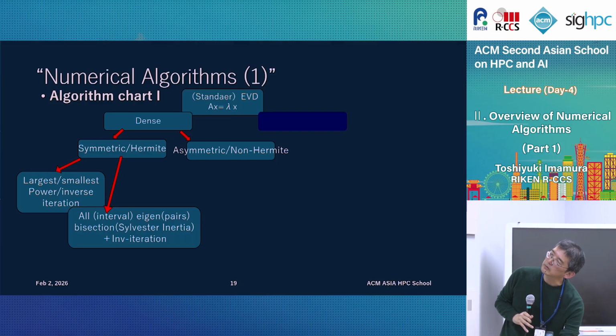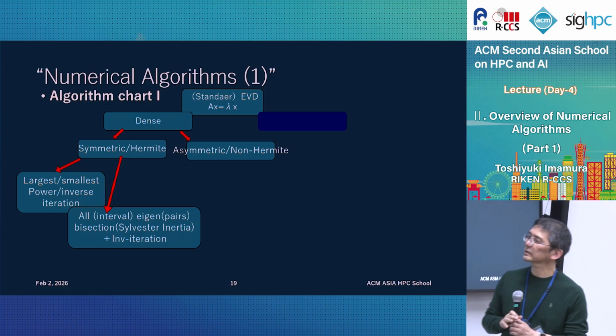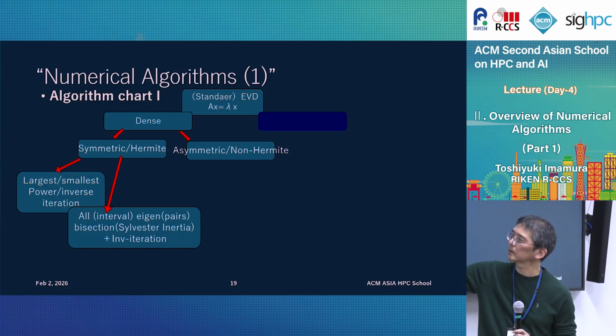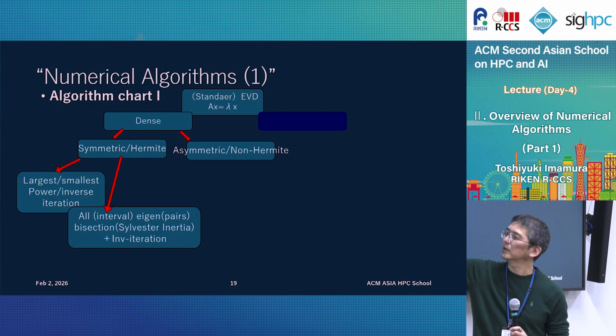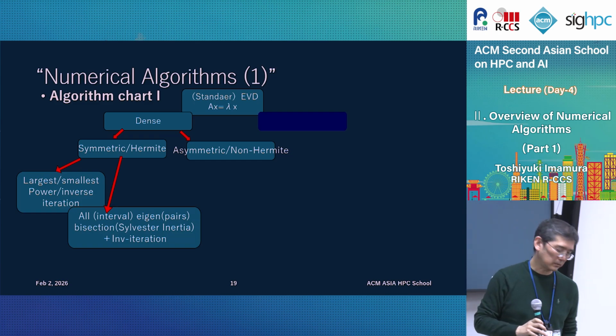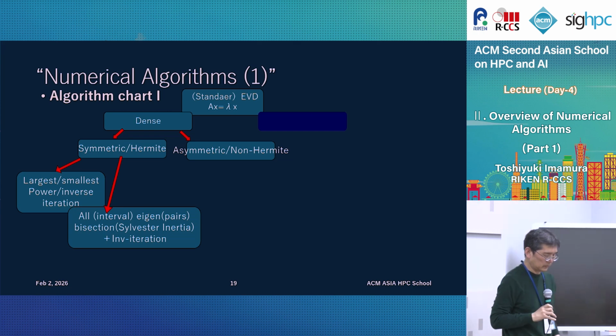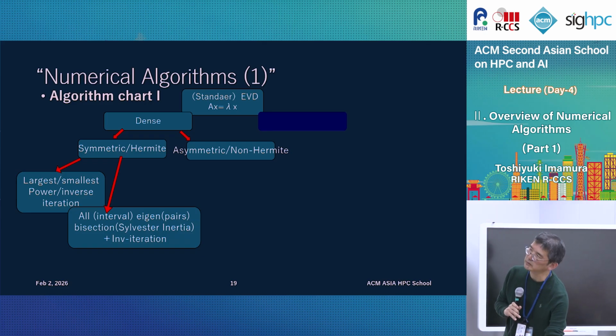Or eigenvalue or eigenvector. So numerically, we use a different algorithm. I will not explain this algorithm, but bisection or inverse iteration. They are very familiar in the numerical linear algebra community or among HPC users.